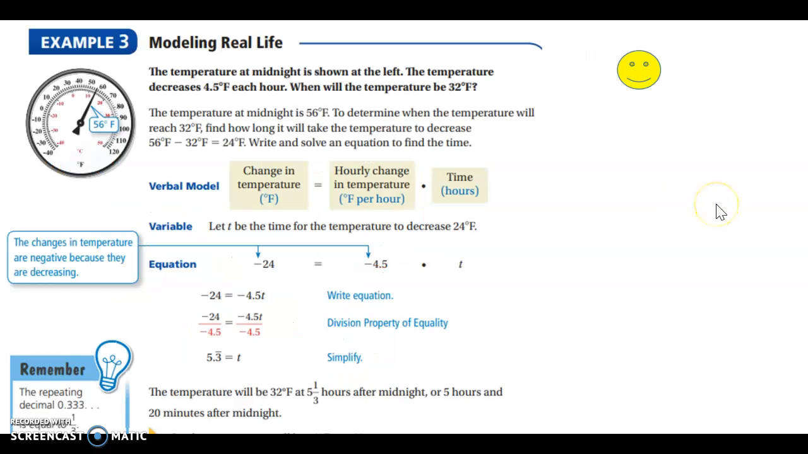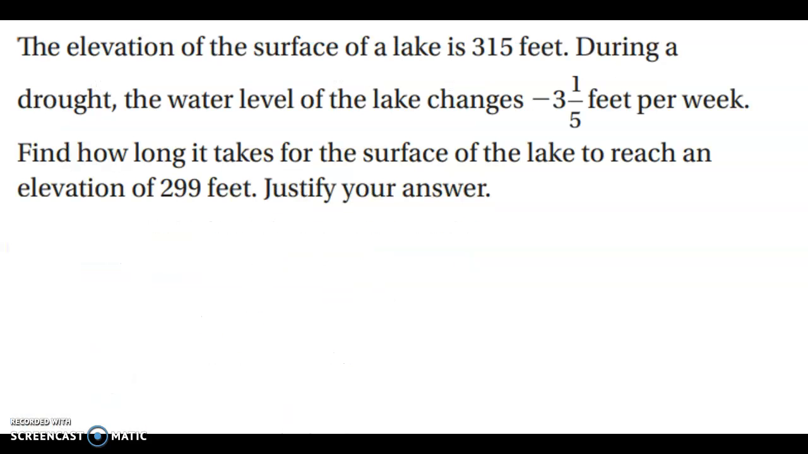Next one, you can see in Big Ideas. This is an example from the book. It talks about a temperature at midnight is shown at the left. The temperature decreases 4.5 degrees Fahrenheit each hour. When will the temperature be 32 degrees Fahrenheit? So you can see how they translate that into an equation and then how they solve it. So let's go ahead and work the last problem.